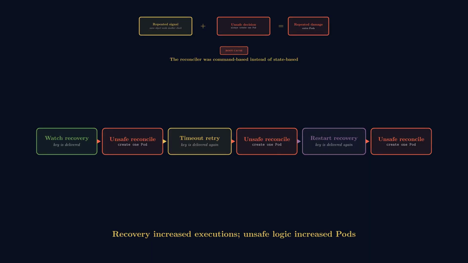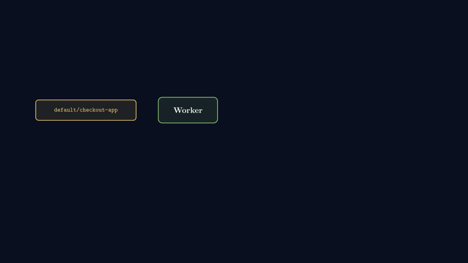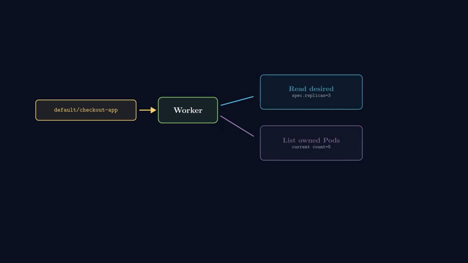The repair begins by changing what every reconcile pass does first. It must read the latest checkout app object and list the pods owned by it. It should not reuse the old statement that one pod was missing. Every pass starts with a fresh question: what is desired now, and what exists now?